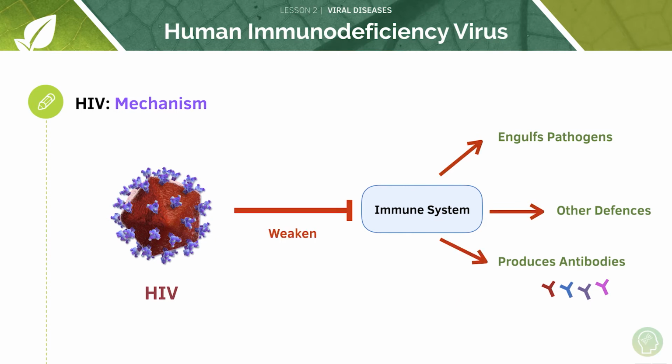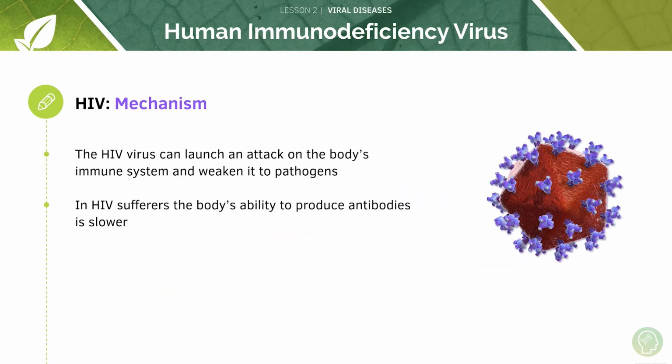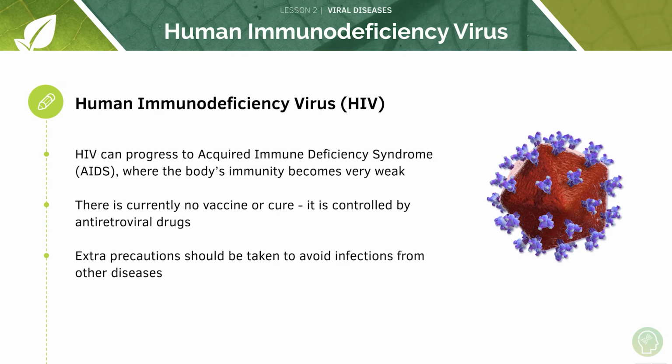So, in HIV sufferers, the body's ability to produce antibodies is slower, which leaves the patient more susceptible to getting disease. Early symptoms of HIV include standard flu-like symptoms, but over time the disease progresses to form AIDS, which stands for Acquired Immune Deficiency Syndrome. This is where the body's immunity becomes so weak that it just can't cope with any foreign pathogen. And so it's patients with AIDS that are so susceptible to many diseases.